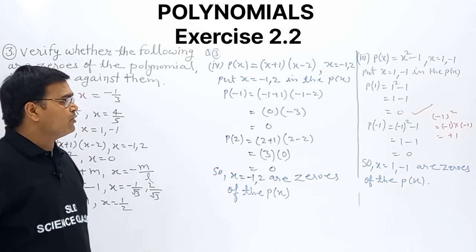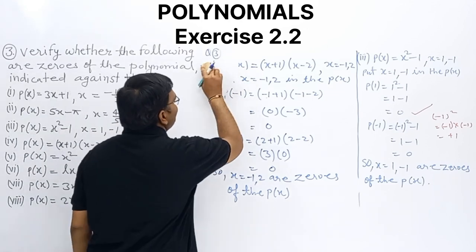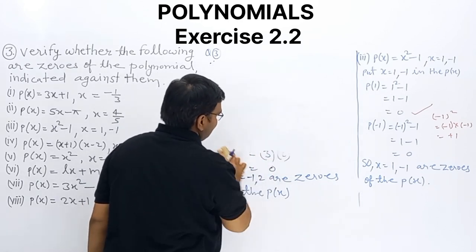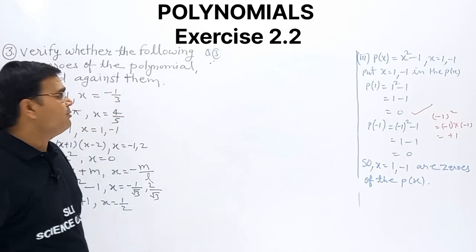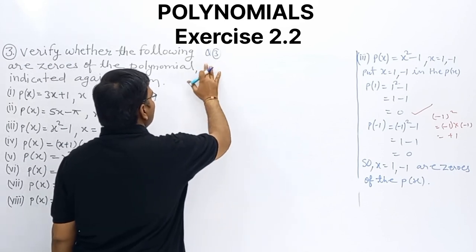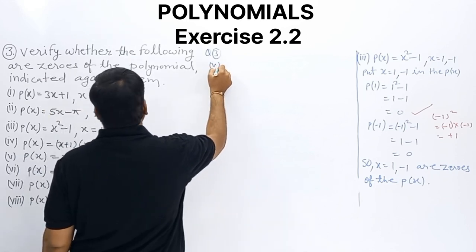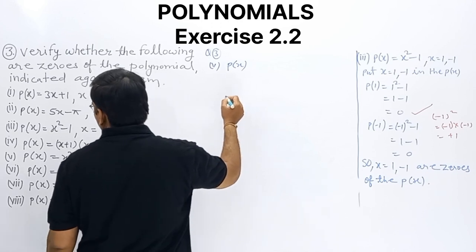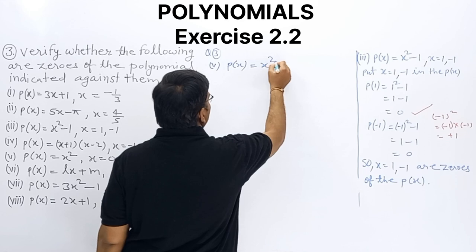Now the next question I am taking, the fifth one. Simple question, we can easily verify. Observe carefully. Once you understand the process, there will be no problem. You can easily identify and solve. What about question number 5? This polynomial we are having: p of x equal to x square.